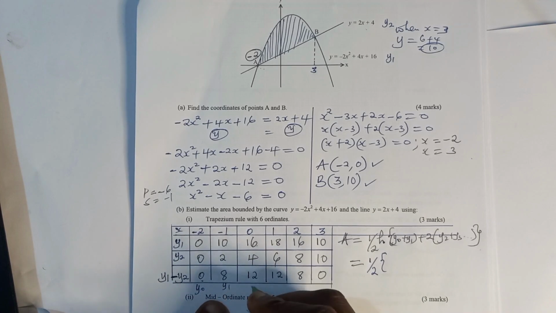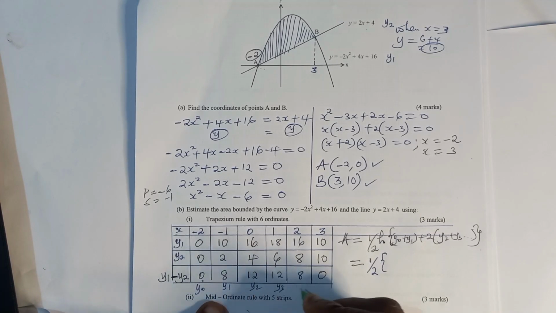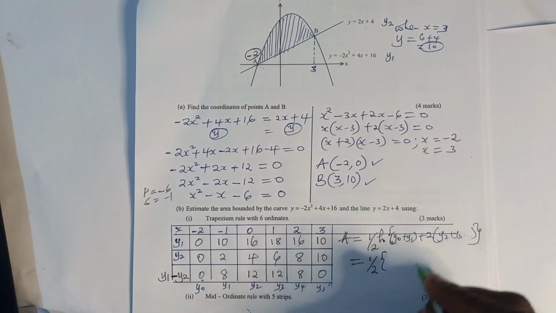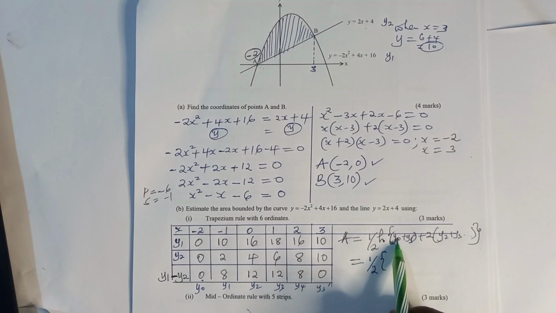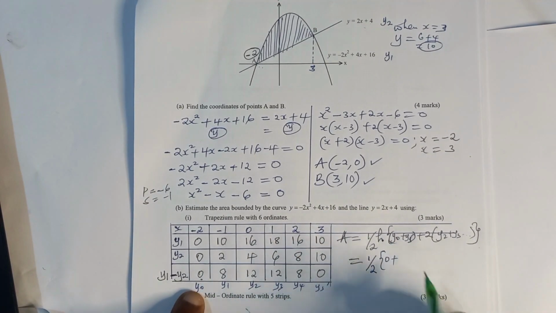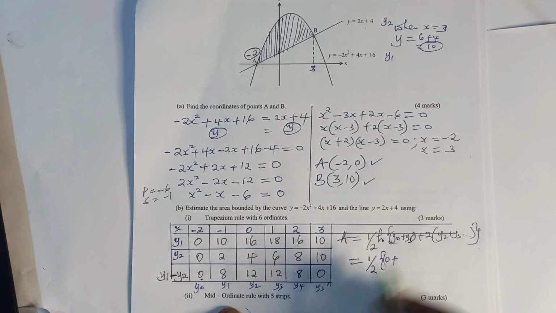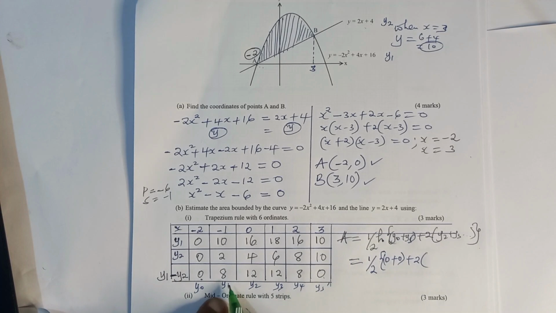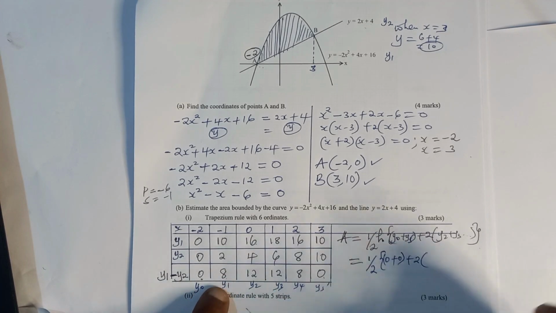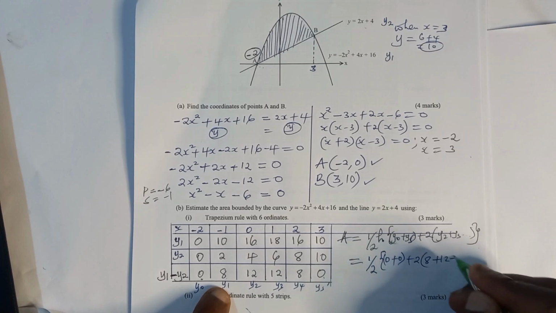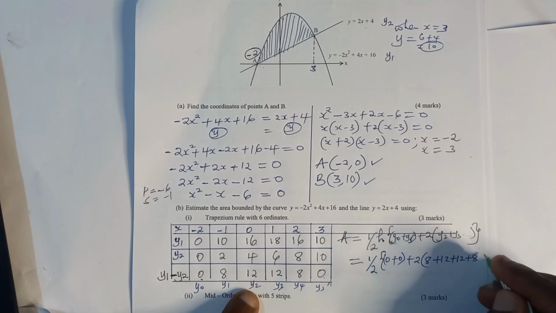This will be y1. This will be y2, y3, y4, y5. So y0 plus, maybe I put this one to be y5, modify. This is the first value plus the last. So the first one is 0 plus the last, the last is 0 as well. Then plus twice all the middles from here, 8, the sum of the middles. This you have 8 plus 12 plus 12 plus 8, like that.